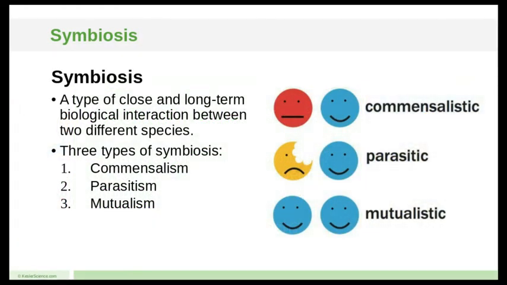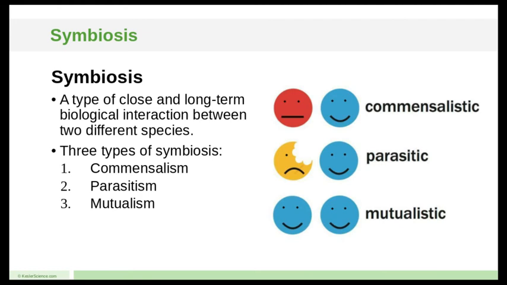So what is symbiosis? Symbiosis is a type of close and long-term biological interaction between two different species. Now, what the heck does that mean in English, you might ask? I'm glad you asked. Because what that means is how two different things, like a cat and a dog, or a human and a dog, interact with each other over a long period of time. So a human and a dog are two different species. And so we'll look at those different relationships and what those mean.